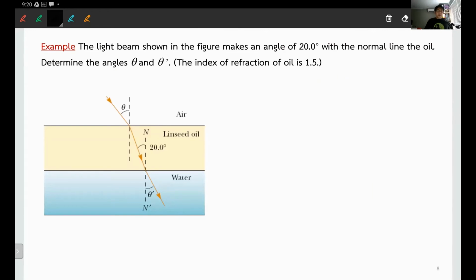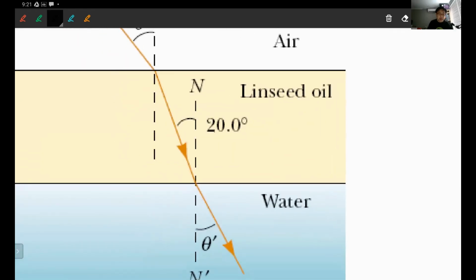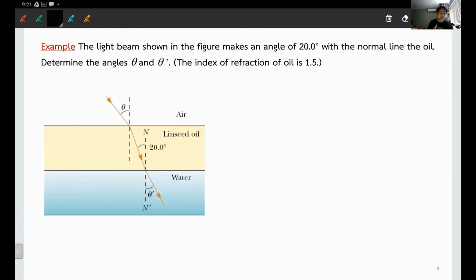So now you have 2 interfaces, from the air to the oil, and the oil to the water. And then you have a light beam. It could be a laser beam, for example. Shine the laser beam through the air, get through the oil, and then try to penetrate down to the water. So you have a layer of oil on top of the water. And then the figure says that theta is 20 degrees with respect to the normal line. They want you to figure out the angle theta prime. Oh, I'm sorry, the 20 degrees is the angle on the interface between the oil and water. So they want you to figure out theta and theta prime.